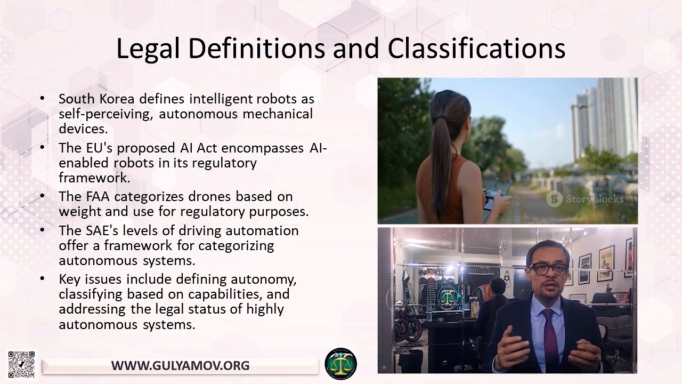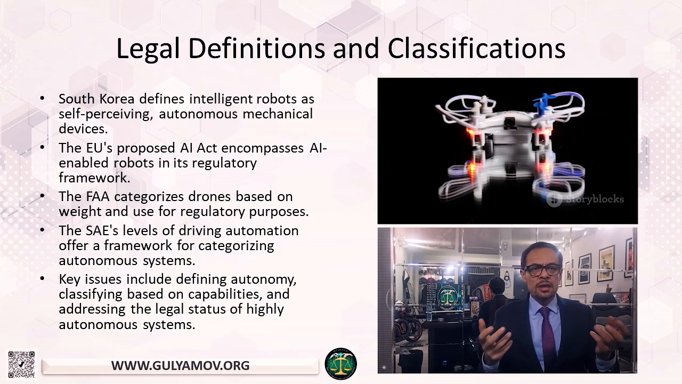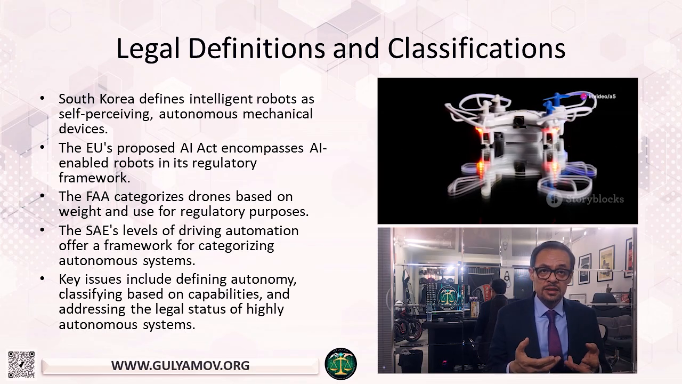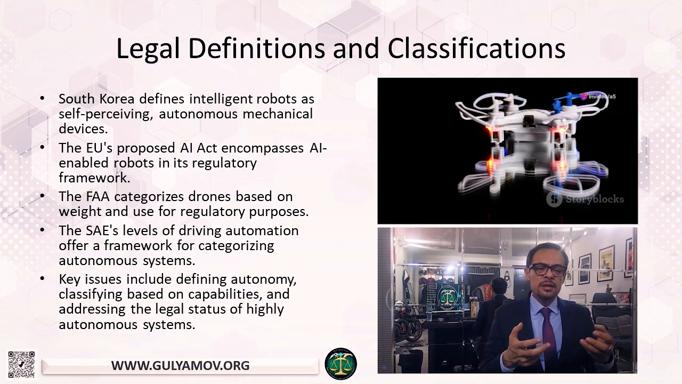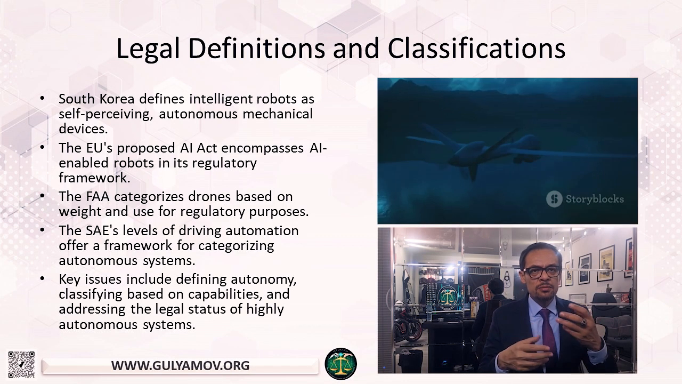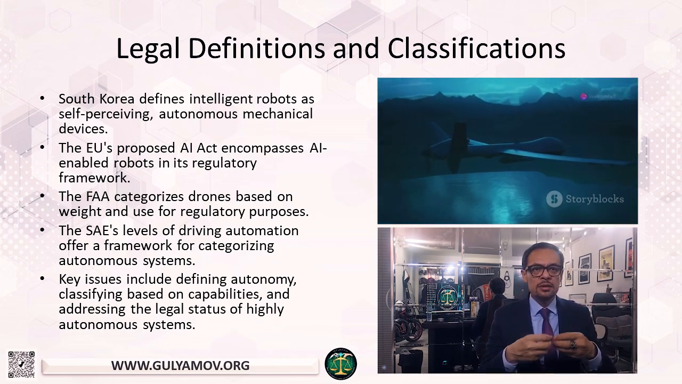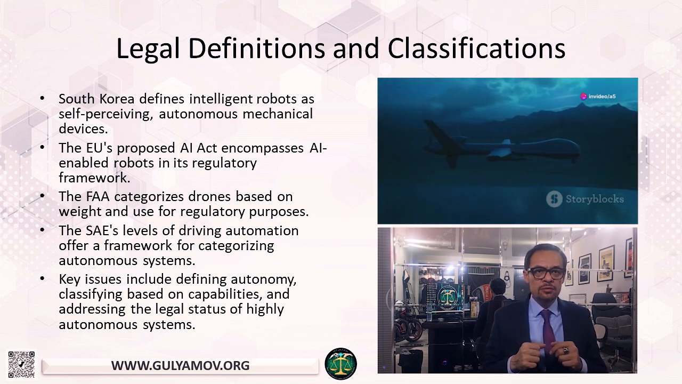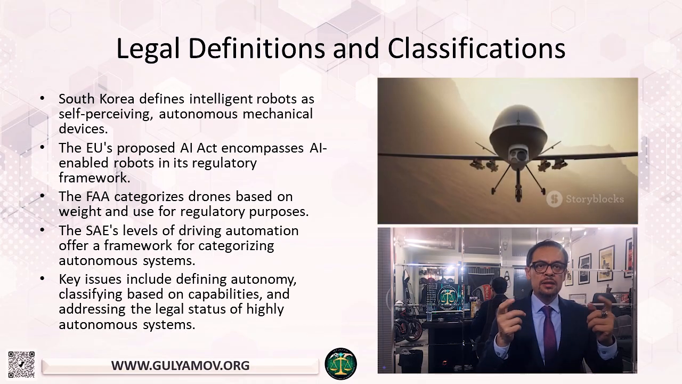Legal definitions and classifications. The legal landscape surrounding robotics and drones, as our slide illustrates, is as diverse as the technologies themselves. South Korea's definition of intelligent robots as self-perceiving, autonomous mechanical devices contrasts with the EU's broader approach in its proposed AI Act. The FAA's weight and use-based drone categorization system offers yet another perspective. These varying approaches highlight the challenge of creating harmonized legal frameworks for these complex technologies.